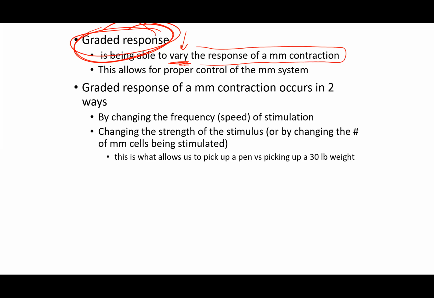So the graded responses adapt by changing the frequency, which is the speed of the stimulation, and then changing the strength, which is how many muscle cells are being recruited. When you pick up that pencil, you really don't need that many muscles to be recruited. You pick up the 50-pound dumbbell, you do need more muscles to be recruited.